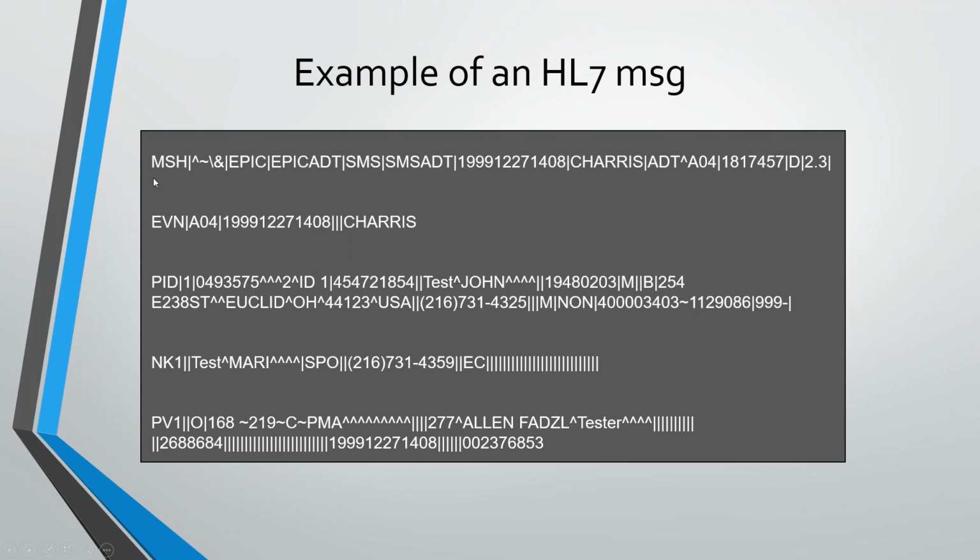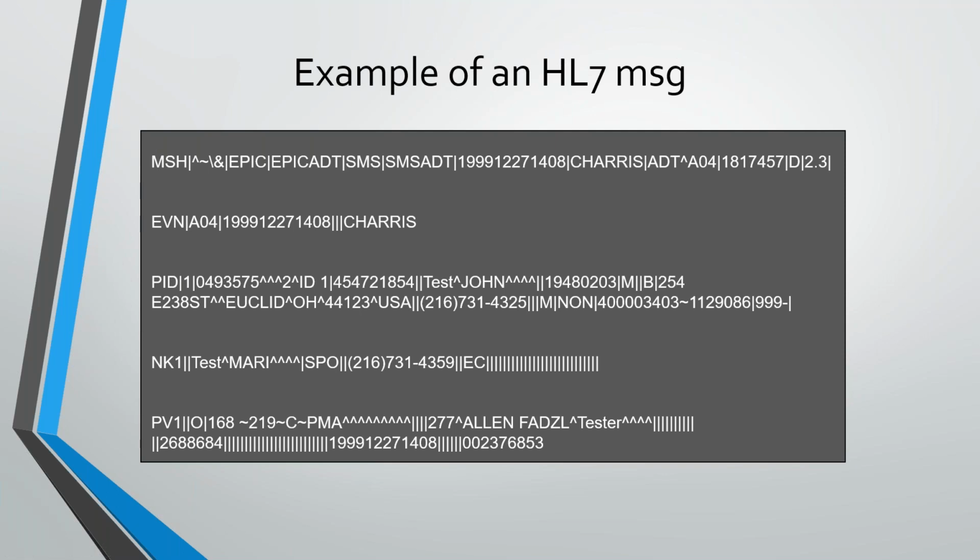Okay, so each segment has its own name. In our example, we have seen that each rack has, within the rack, each shelf has its own name. In the same way, each segment has its own name. The first three letters will always represent what that segment is all about. So this is the MSH segment, which means it is the message header segment. This is the PID segment, which is the patient identification segment.